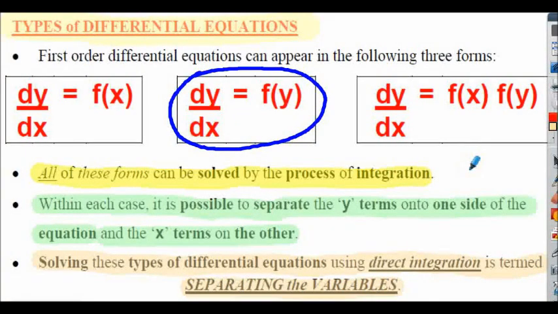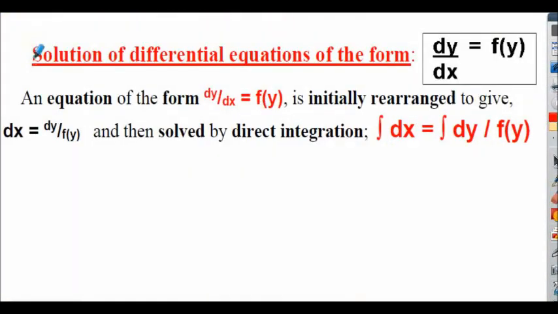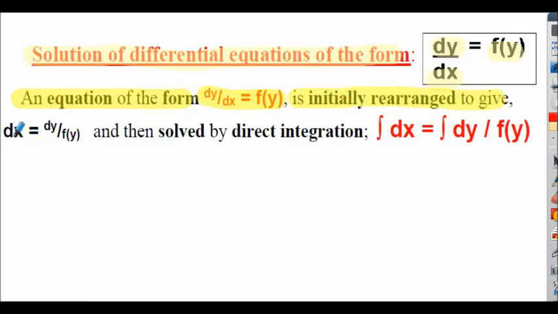A variable is separable. So the solution to differential equations of the form dy by dx is equal to a function of y: we will find that an equation stated in this initial form, dy by dx equals a function of y, is initially rearranged to give the format dx is equal to dy divided by the function of y, from where we can then solve by direct integration. In this presentation, all our integrals will be rearranged into this format.